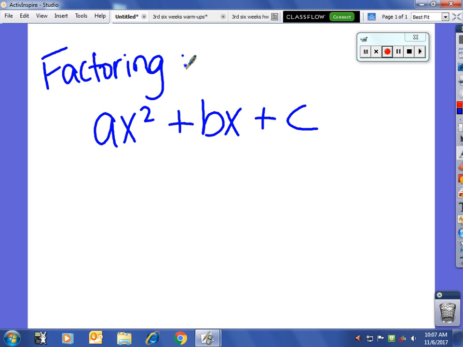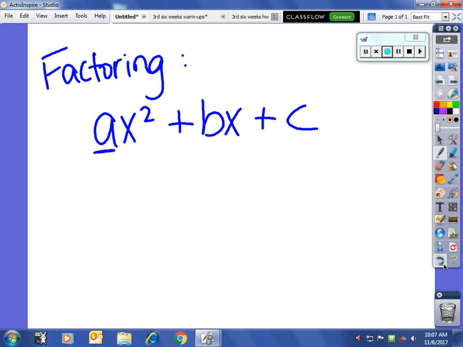A is always the term in front of the x squared. B is always in front of x, and c is always the constant on the end. And in all of the ones we did so far, a was a nice invisible 1, which made our lives much easier. Today our lives are going to get a little bit more difficult. Or let's not say that. It's going to get more fun. It's going to get more challenging to factor today.